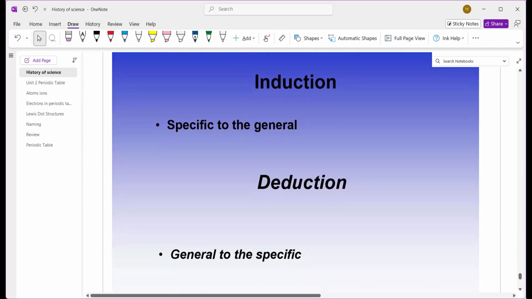Now, the thing I want to really hit home on in this presentation today has to do with something called induction versus deduction. You've heard these terms, probably deduction more than induction. Deduction is going from something general to the specific. For example, math. Addition.